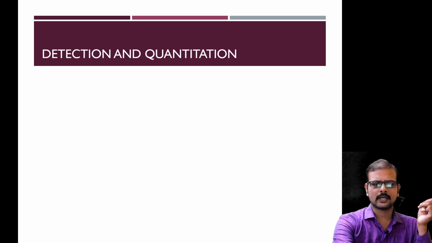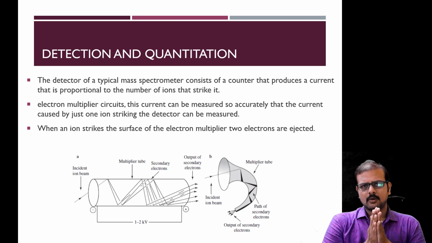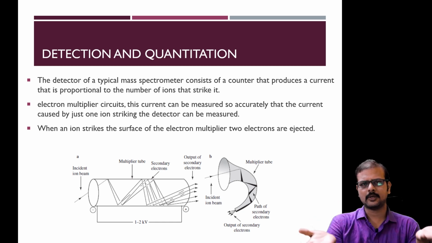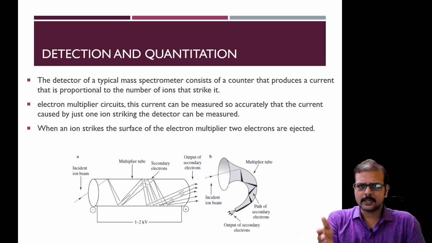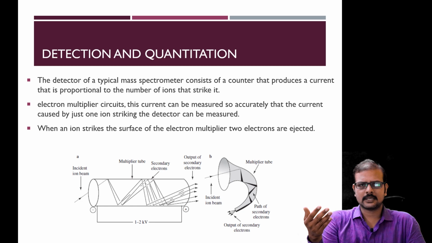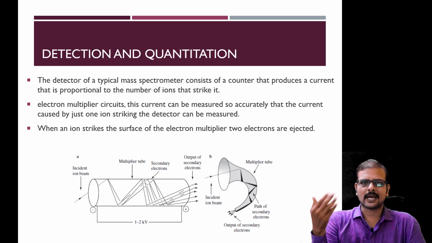So in the detector, what happens? There is a multiplier. Suppose we are passing 100 molecules from a sample. What happens? Only 50 molecules get ionized. The remaining 50 will be collided in the ionization chamber itself. So only 50% of the molecules are converted into ion species. These 50% molecules then reach the mass analyzer, where some of the ions will be converted into fragment ions.